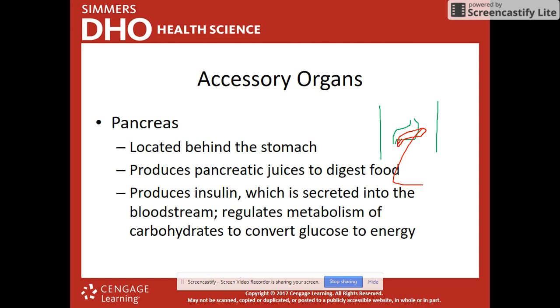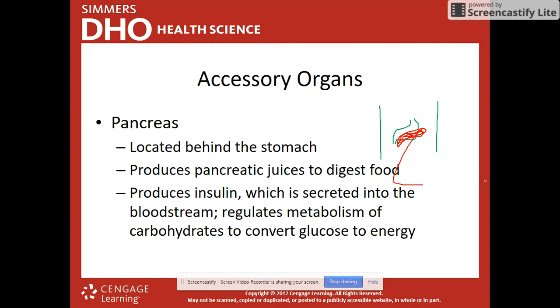pancreas is this little guy here. Okay, again, it sits behind the stomach. So it produces pancreatic juices, which is going to help digest our food. It's going to help digest sugar, proteins, and fats.